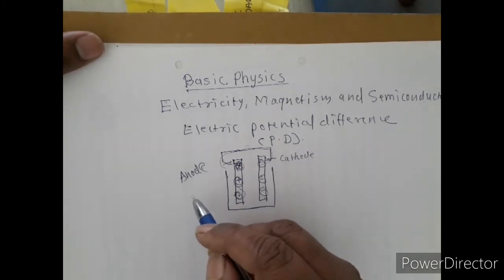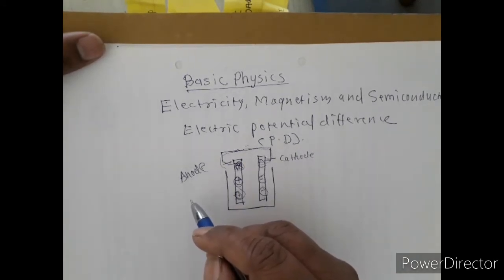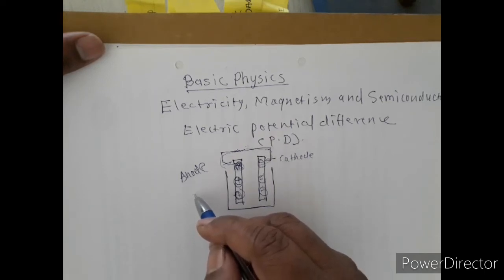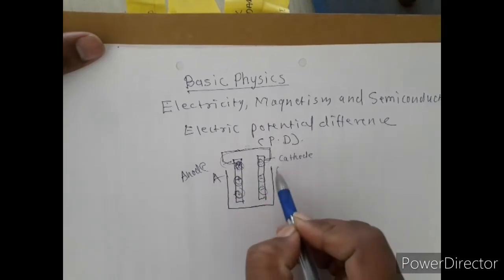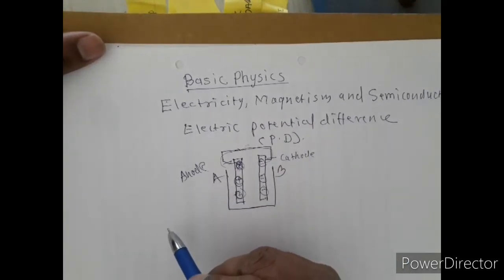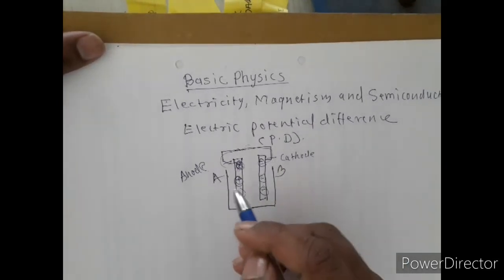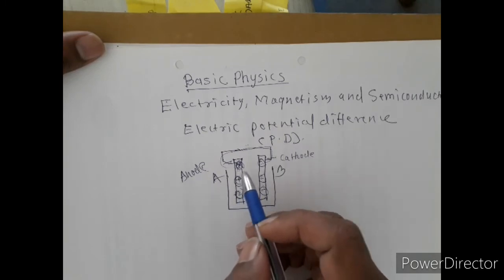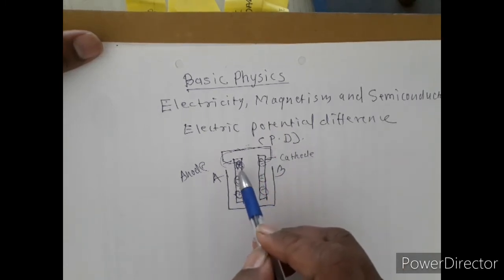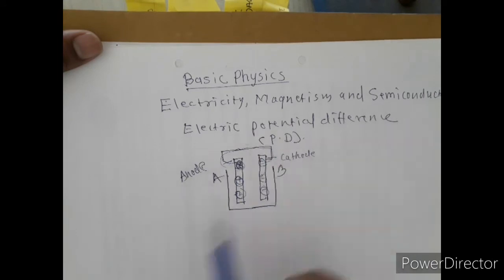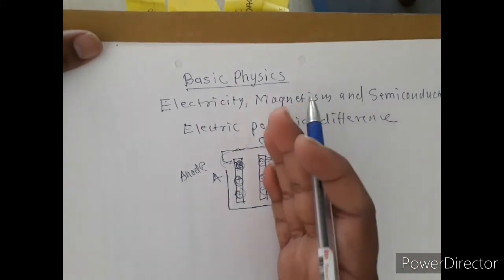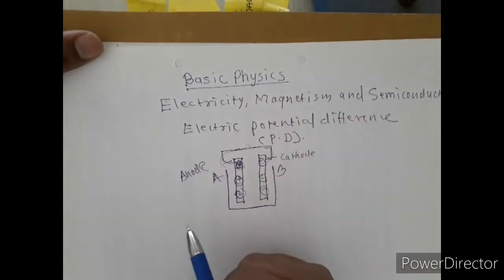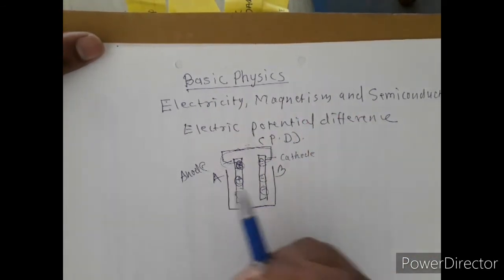So it can be defined as: electric potential difference or voltage between a point A and point B is defined as the amount of work done to move unit positive charge from point A to point B. How much unit positive charge moves from point A to point B. So this is called the potential difference.